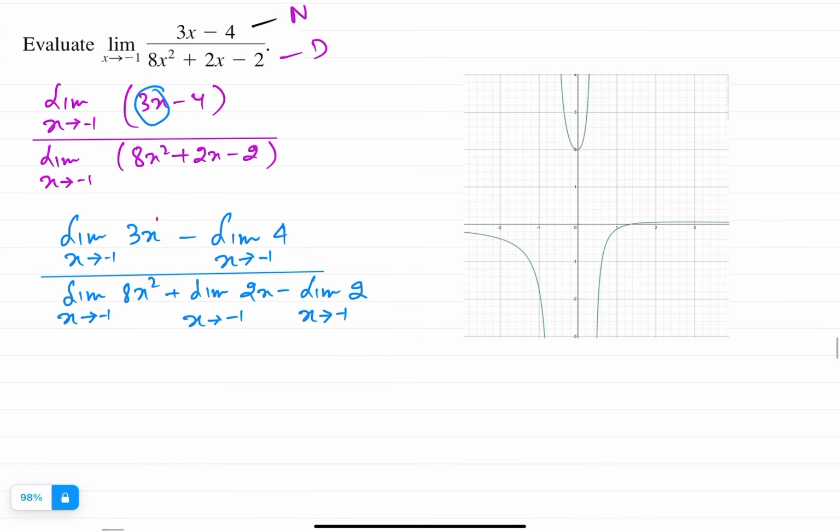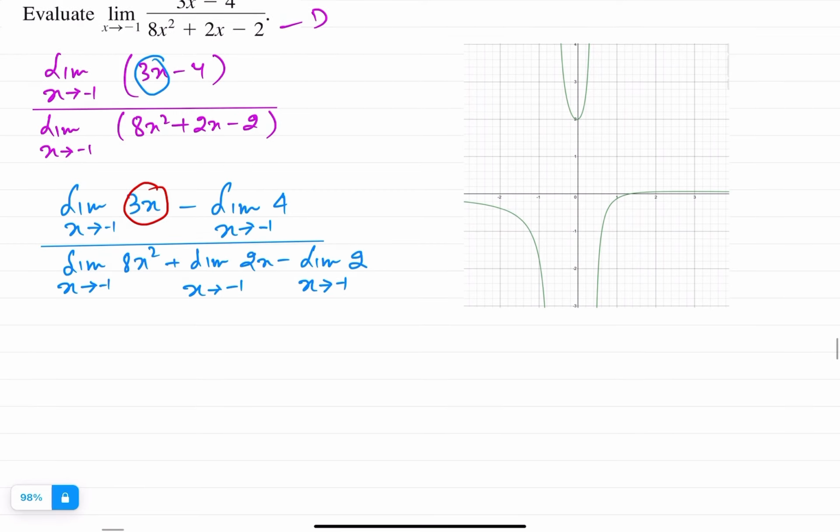Now we know this is in the form of a constant times some linear function, so we can take the constant outside. For a linear function, the limit is what it is approaching. Here it is approaching -1, so the limit will be -1. We know for this constant function, it doesn't matter where you are approaching, the limit will always be equal to the constant number 4.